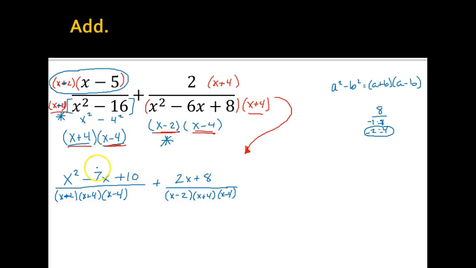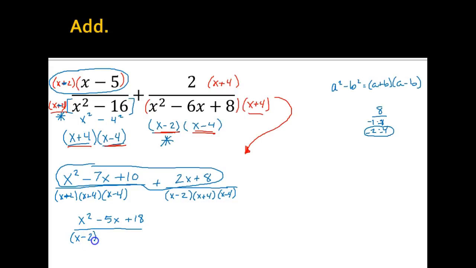Okay, so once the denominators are really the same, we can add the numerators together. So we're just going to add all those together. And we're just combining like terms. So we have an x squared, and then negative 7x plus 2x is negative 5x. And then 10 plus 8 is 18. And our denominators, see if I can write these properly this time, x minus 2, x plus 4, x minus 4. Now, it's extremely rare that you can go any further.